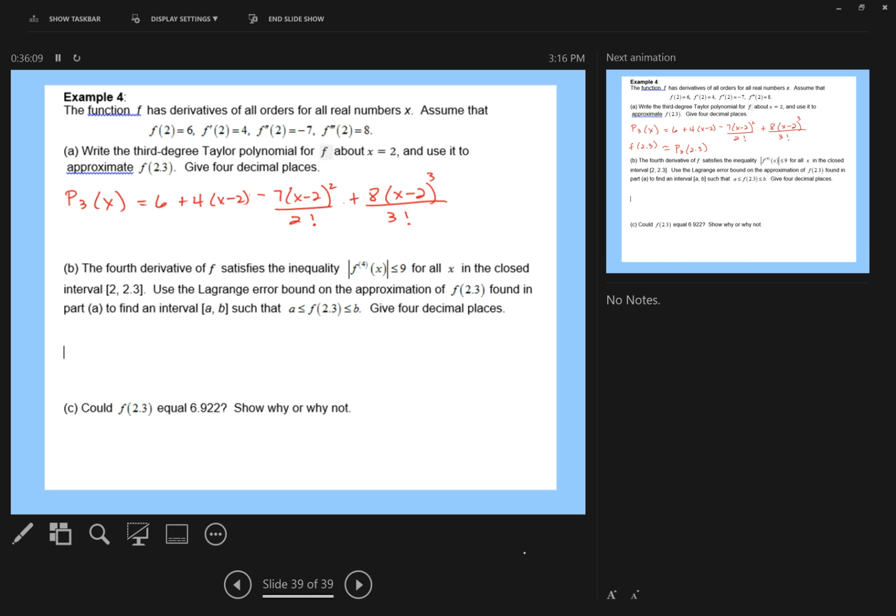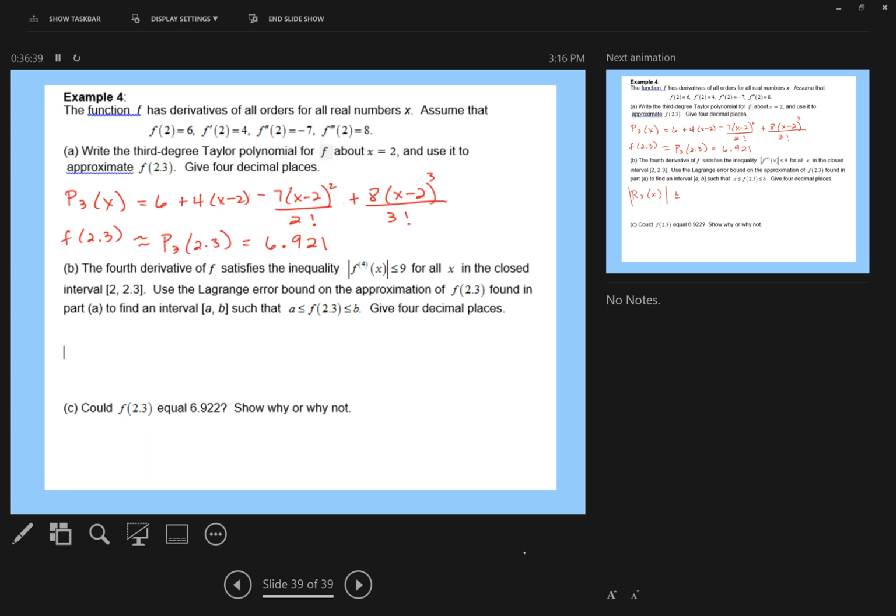Use it to approximate f of 2.3. So what do they want me to do? Plug in 2.3. Well, luckily for you, I did the math. If you plug in 2.3, you get 6.921. That's all just a calculator thing, right? Everybody okay? All right. Ready for part B?